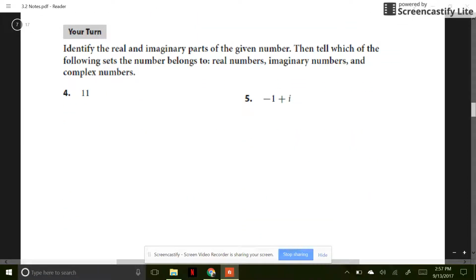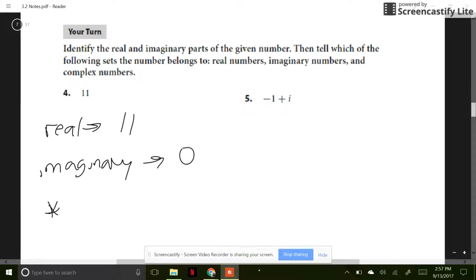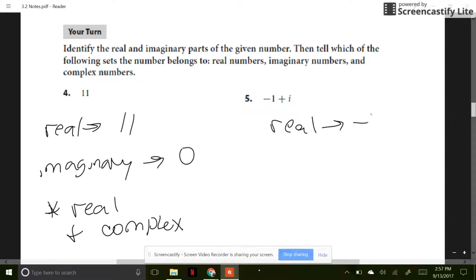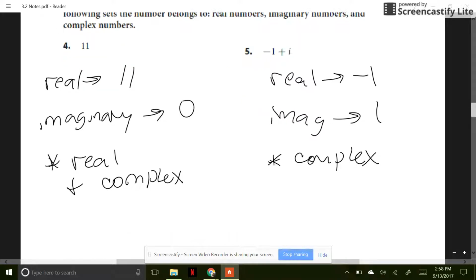So we want to do this ourselves. The real portion, just the number portion here, is 11. The imaginary portion, since it's not there, is actually 0. So that means it belongs to both the real set and the complex set. Over here in number 5, the real portion, the number portion, is negative 1. The imaginary portion is the coefficient in front of the i, so that's a 1. Since it has both a real and an imaginary component, it's just in the complex set.